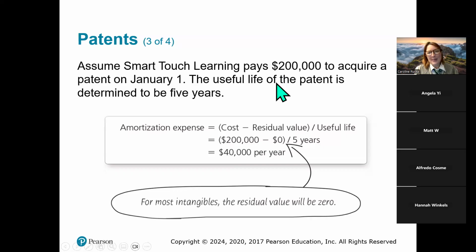So we bought this patent for $200,000. Technically, the entire life of the patent is 20 years, but we only have 5 years left on it. So to amortize the expense, we've got cost minus residual value divided by the useful life. That's $200,000. There's no residual value because we're going to use it all the way up. We divide that by 5 years and we have to amortize it by $40,000 per year.